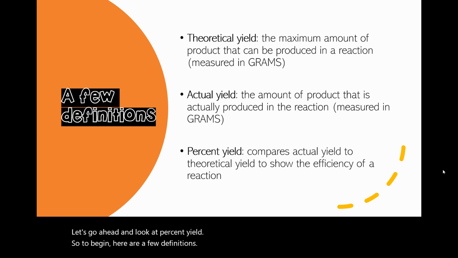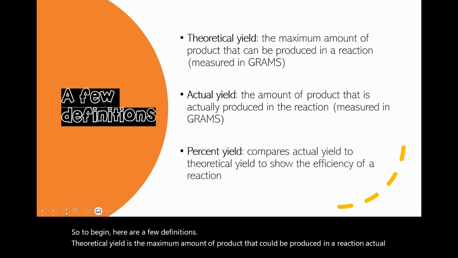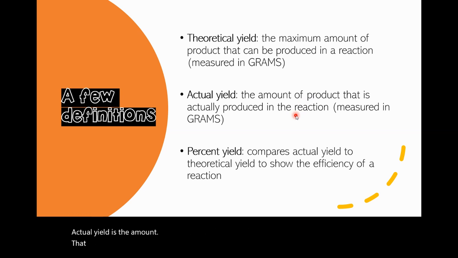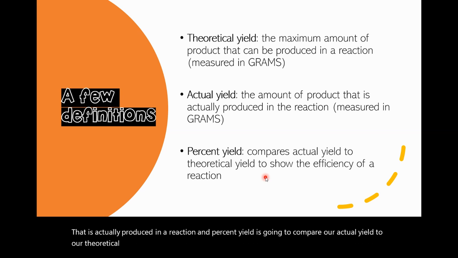Theoretical yield is the maximum amount of product that could be produced in a reaction. Actual yield is the amount that is actually produced in a reaction. And percent yield is going to compare our actual yield to our theoretical yield to show how efficient a reaction was. And note that both theoretical yield and actual yield are measured in grams.